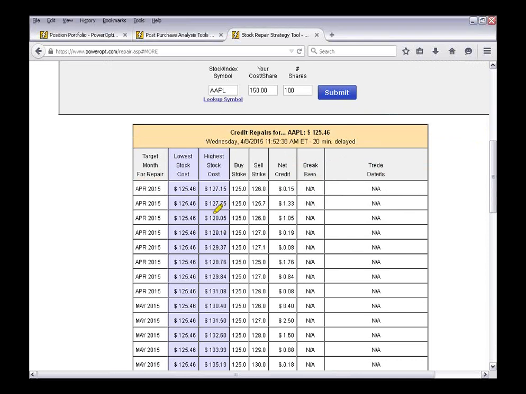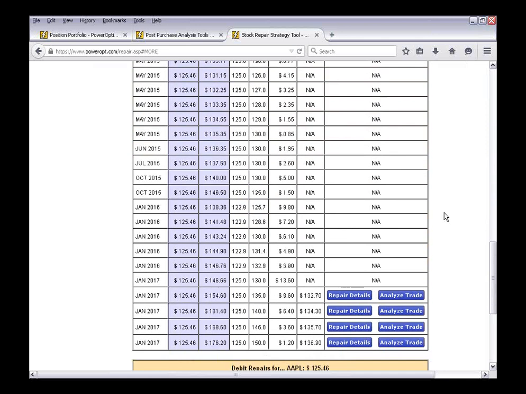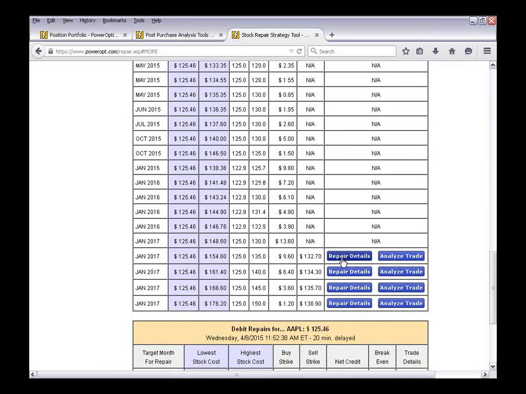What this tool tried to do is build repairs for us using the different strike prices, and it kept them kind of close. It tried to simulate buying the 125, the current at the money, and then selling higher strike prices in that 2-to-1 ratio. It looked at the available credit to see if it could help us get back to break even faster. But in this case, the stock repair doesn't show us any break evens until we get out to January 2017. But let's take a look at that one.